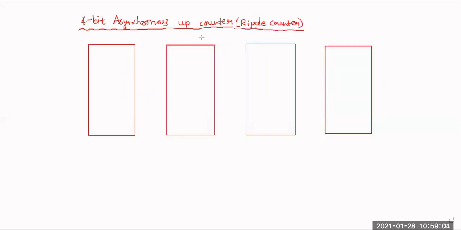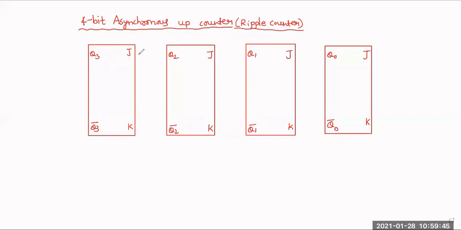So this is your J input, and this is your K input. And what are the outputs? Q and Q prime. Correct? So this is Q0 and Q0 prime. And this is also a J input and K input, and you will make it Q1 and Q1 prime. And this is also J input and K input, and this is your Q2 and Q2 prime. And this is your J input, and this is your K input, and this is your Q3 and Q3 prime. Okay, is that clear?